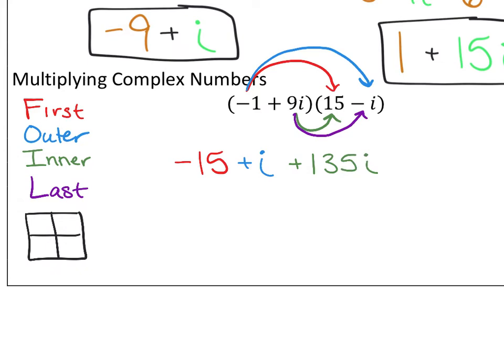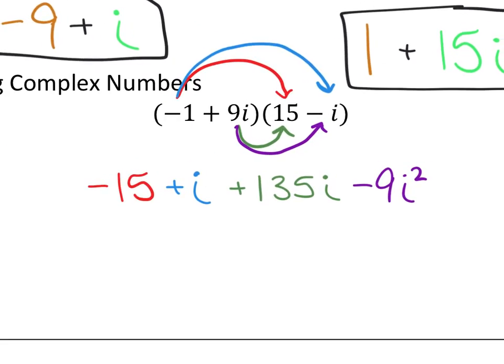And then we have positive 9I times negative I. That's going to end up being negative 9I squared. Whoa, where'd the square come from? There's two I's that I'm multiplying together, and when we had two x's that we multiplied together, we made it x squared. So we're going to make it I squared.